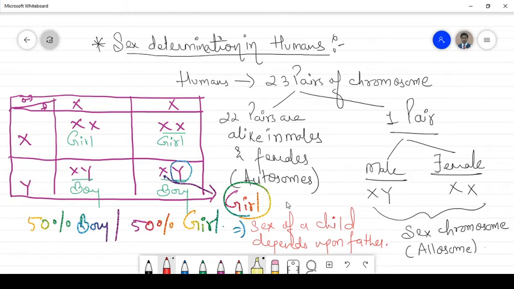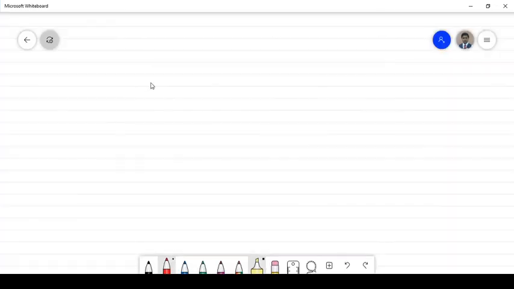Okay, so this is what it has to say. Now, you understand the topic of sex determination in humans, but nobody knows what the fetus, the embryo in the womb of the mother, will develop into. So we can say it is the miracle of God. Okay.